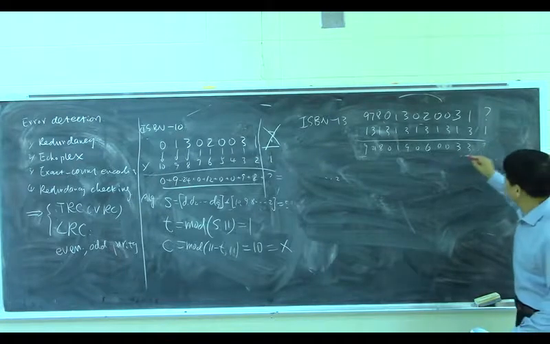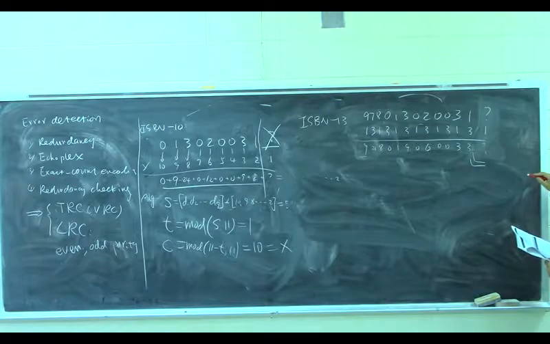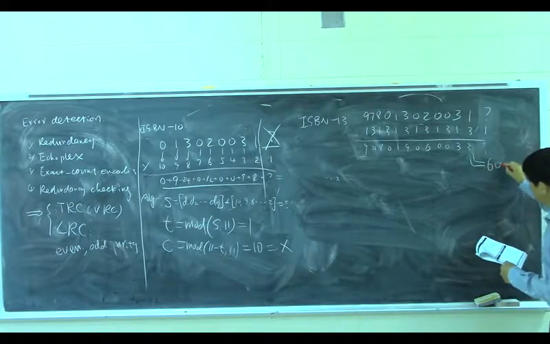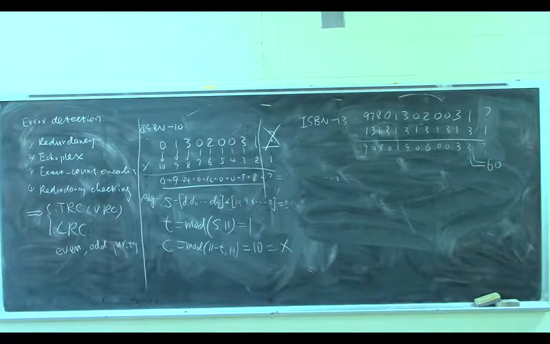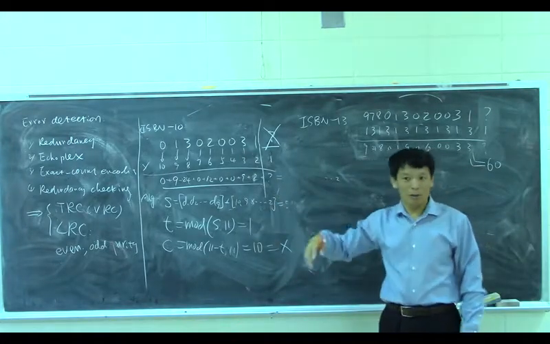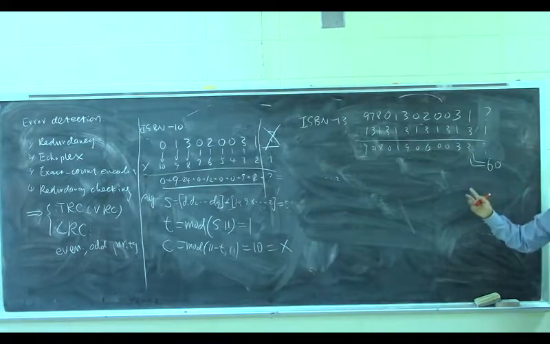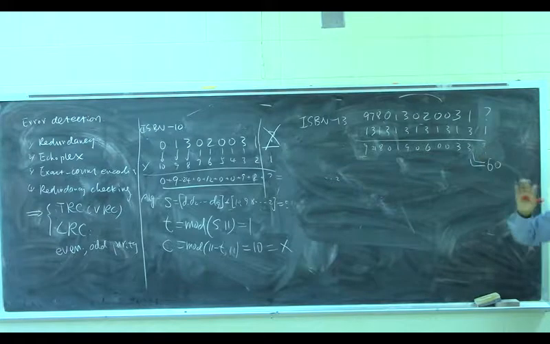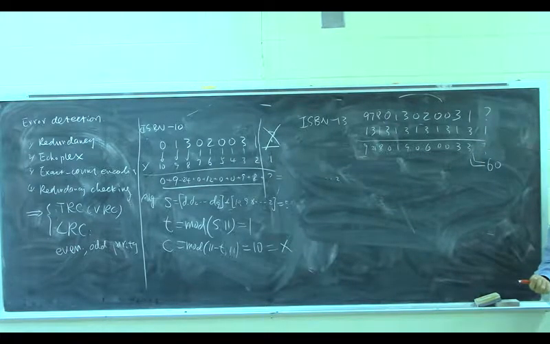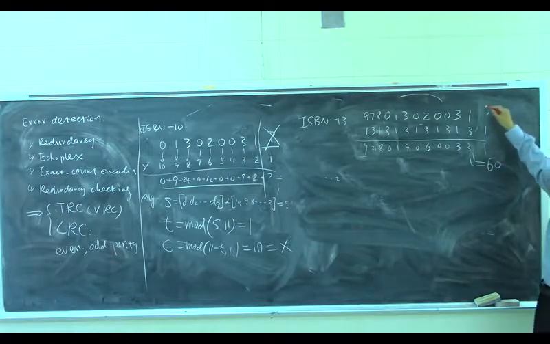Add this together up to this point, this one equals 60. The rule for ISBN 10 is that the sum must be a multiple of 11, but for ISBN 13, the total must be a multiple of 10, not 11. So this one must be 0. So then maybe this one must be 0.